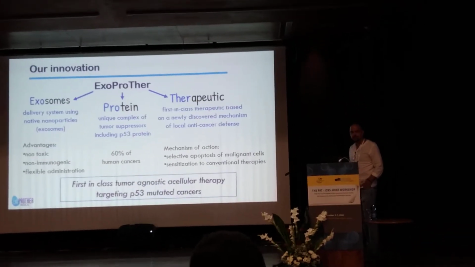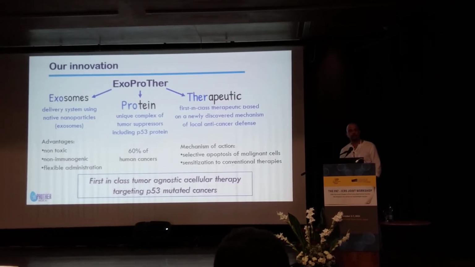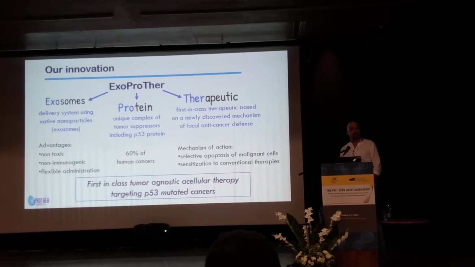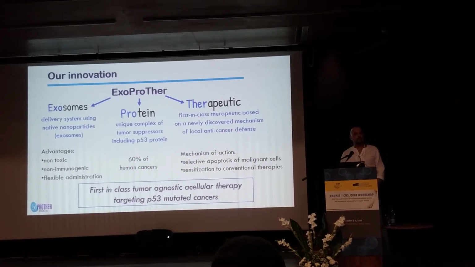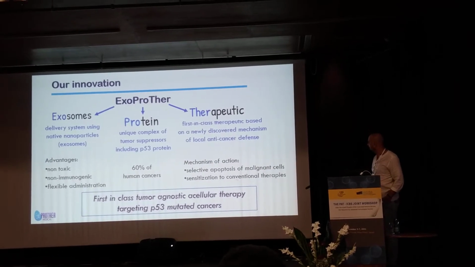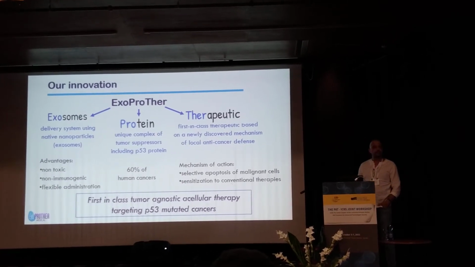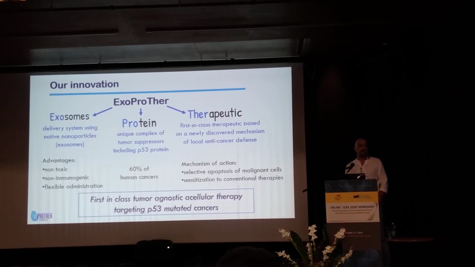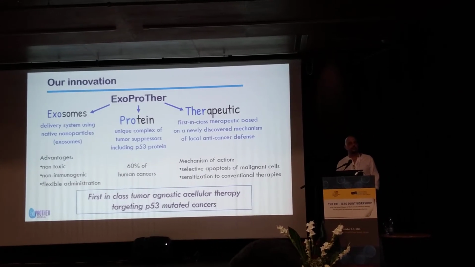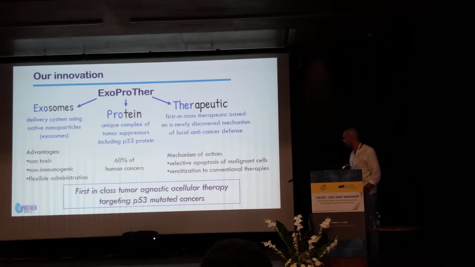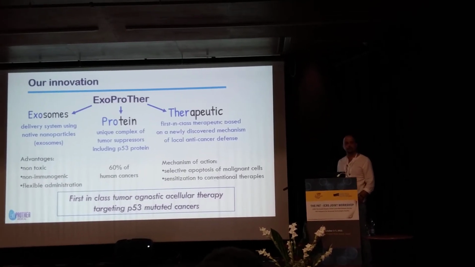So ExoProTher, our innovation, is actually exosome protein therapeutics. While exosomes give us non-toxic, non-immunogenic, and flexible routes of administration, the protein, we are talking about P53, is mutated in 60% of cancers. And the mechanism of action is selective apoptosis of malignant cells. We are also talking about sensitization to current therapies like radiation and chemotherapy, which are not really helping where there is a P53 mutation, so we can help at this point. So it's a first-in-class tumor-agnostic acellular therapy targeting P53 mutated cancers.